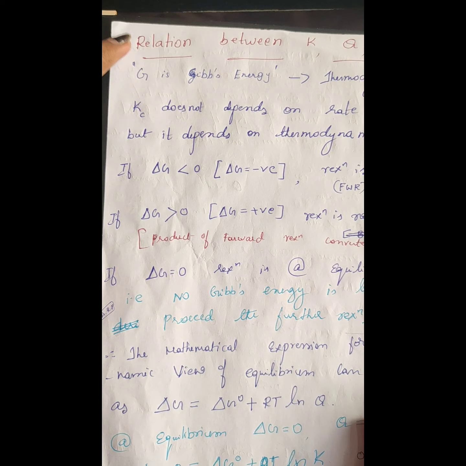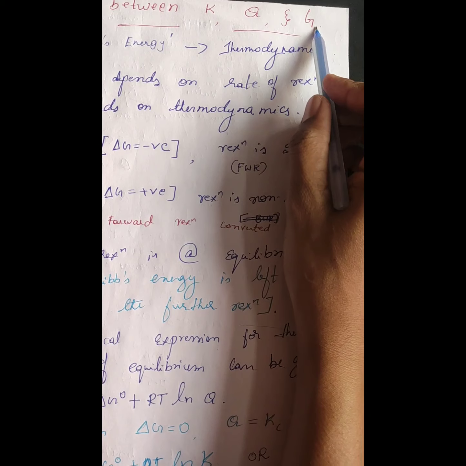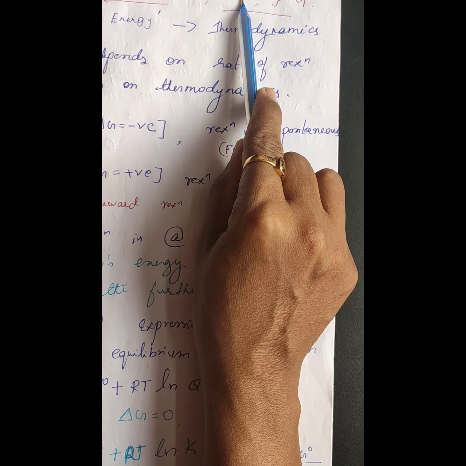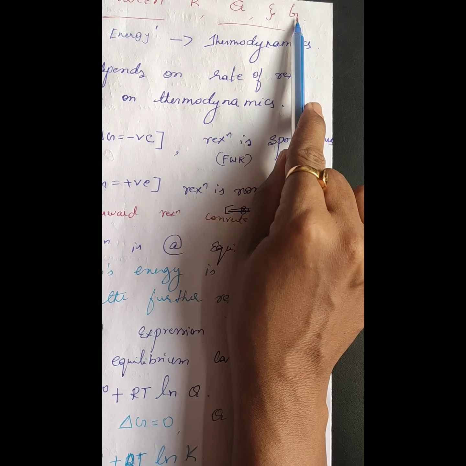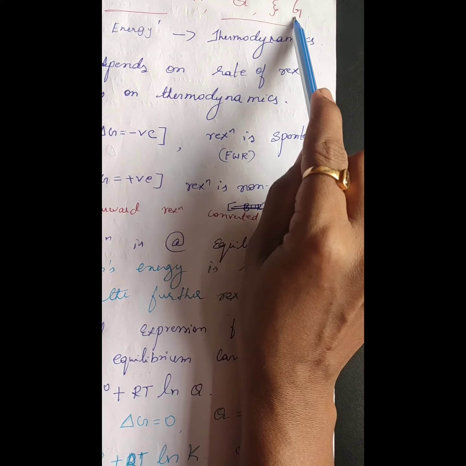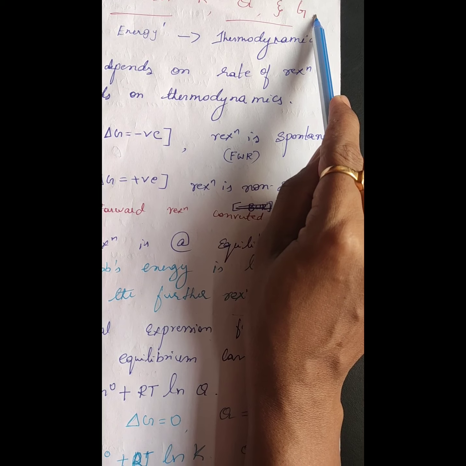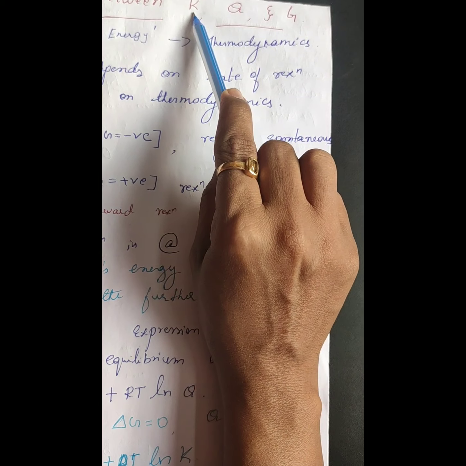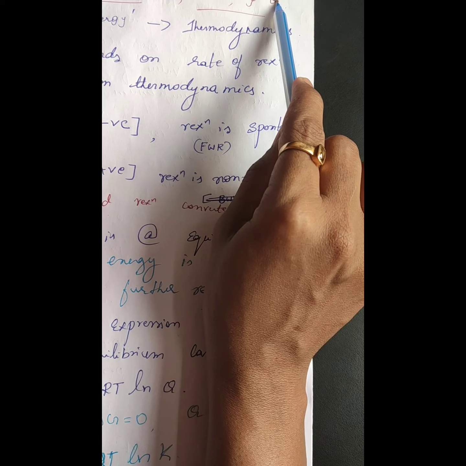Next we'll move on to the next concept, that is the relationship between K, Q and G. You all know K is the equilibrium constant, Q is the reaction quotient. Similarly, G is the Gibbs free energy. As you all studied the thermodynamics chapter in detail, you know about the term G. Again, I'll recall the terms: K is the equilibrium constant, Q is the reaction quotient, G is the Gibbs free energy.